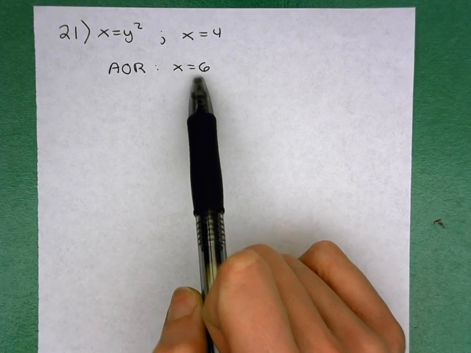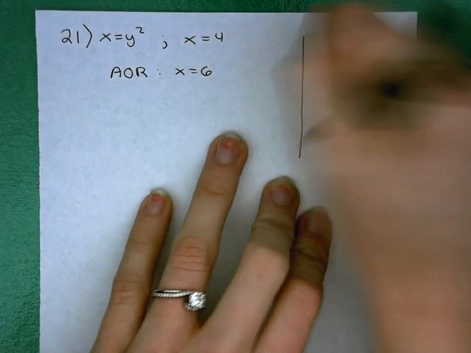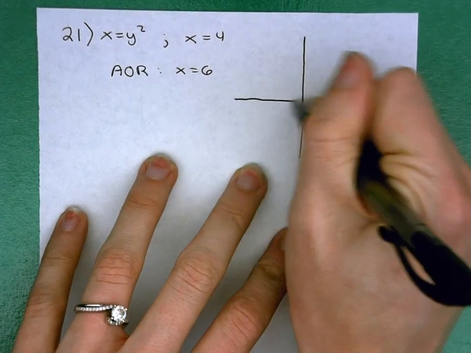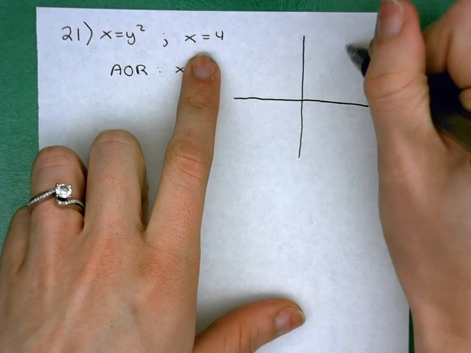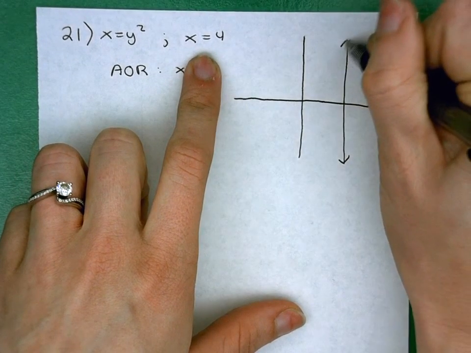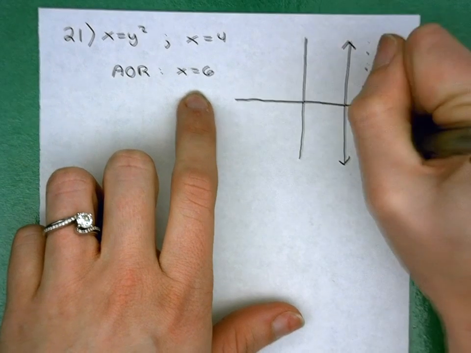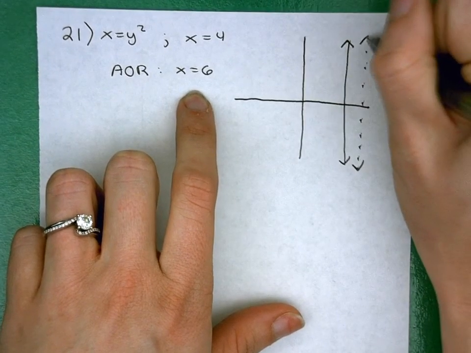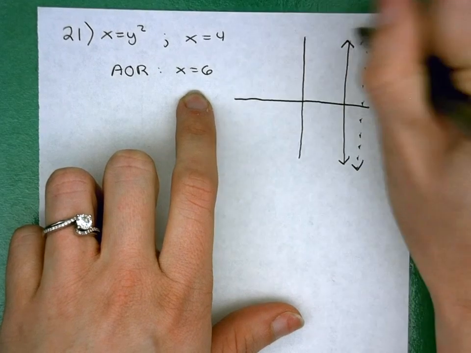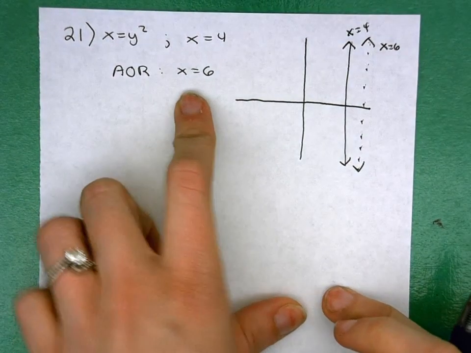Okay, so in order to take a look at what this would look like, I'm going to go ahead and graph these. I know x equals 4 is a vertical line. x equals 6 is another vertical line, which is my axis of revolution. x equals 6, x equals 4. And now x equals y squared.